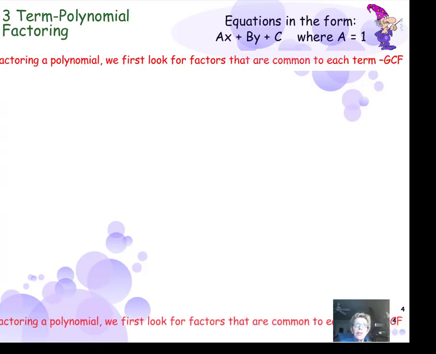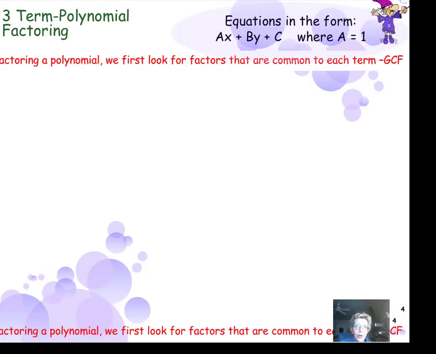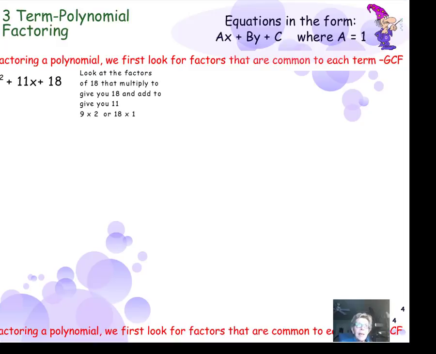Next, I'm going to look at 3-term polynomials, factoring, where a is equal to 1. My first example is x squared plus 11x plus 18. Now I need to look at the factors of 18 that multiply together to give me 18 and add together to give me 11. Again, watch the signs in all of these because there's a pattern. I'm going to choose 9 times 2, and I factor that into x plus 9 times the quantity of x plus 2.